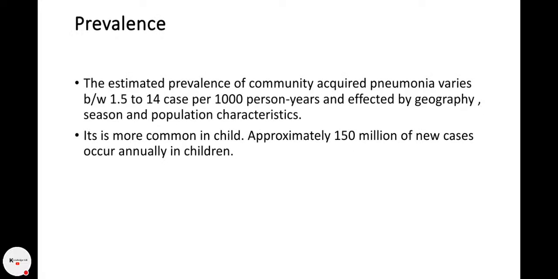Now let us talk about the prevalence. The estimated prevalence of community-acquired pneumonia varies between 1.5 to 14 cases per thousand person-years and is affected by geography, season, and population characteristics. It is more common in children. Approximately 150 million new cases occur annually in children.